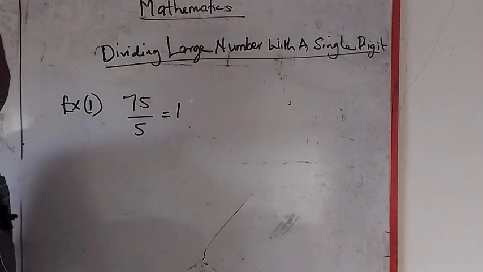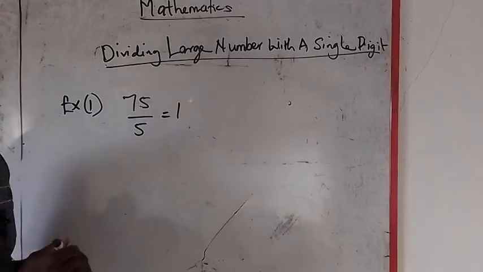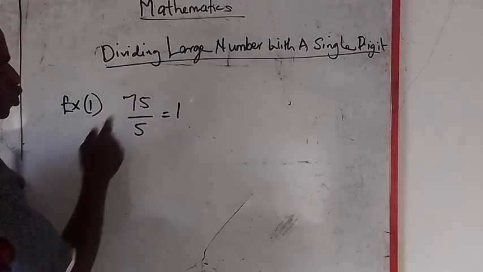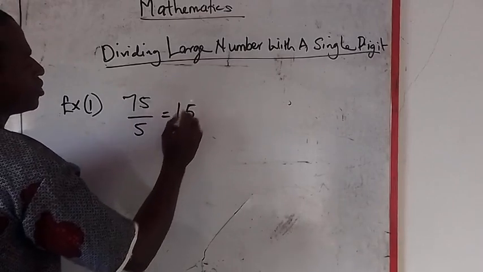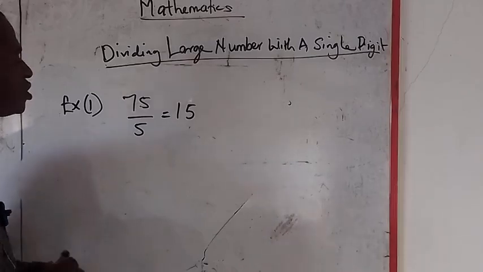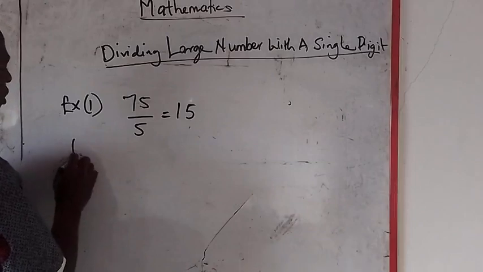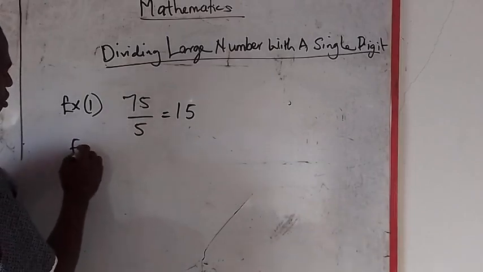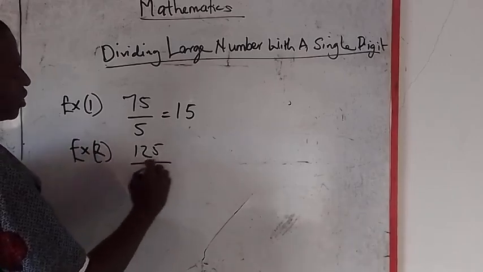before 5. When you put that 2 before 5, you will now be having 25. Now 5 into 25, you see that you now have 5. This is 15. We've been able to divide 75 by 5. I will progress from 2 digits to 3 digits. So we now have 125 divided by 5.